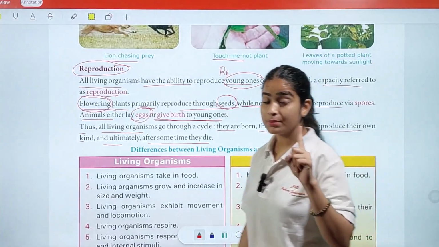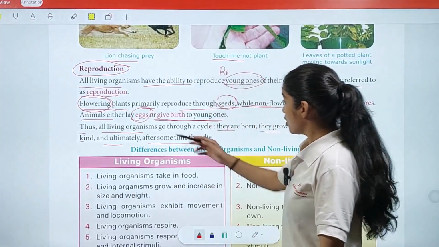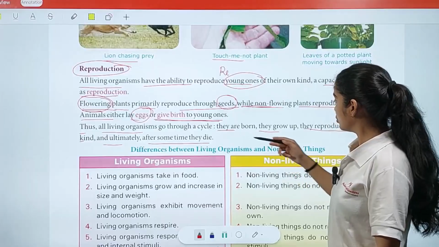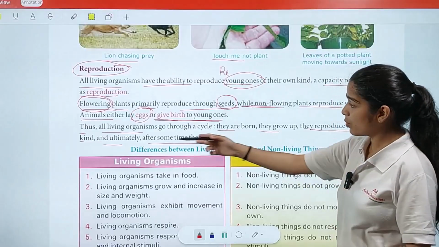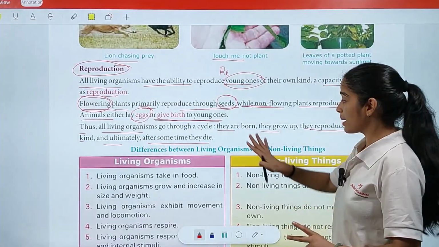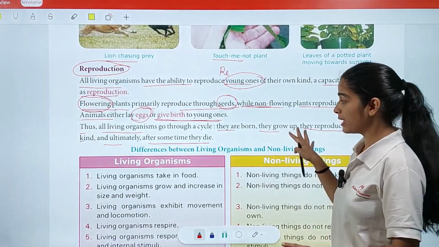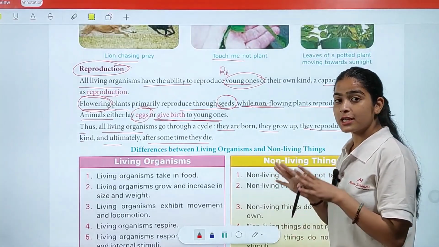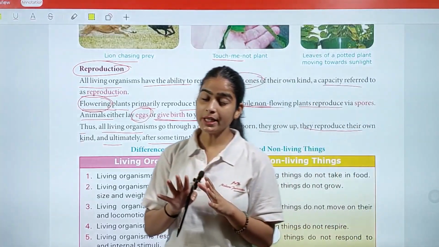The first one, plants. The plants also go through this cycle. They are born, they grow up, they reproduce their own kind, and ultimately after some time they die. The same process is done by animals, the same process is done by human beings. So this is the life cycle of living things.